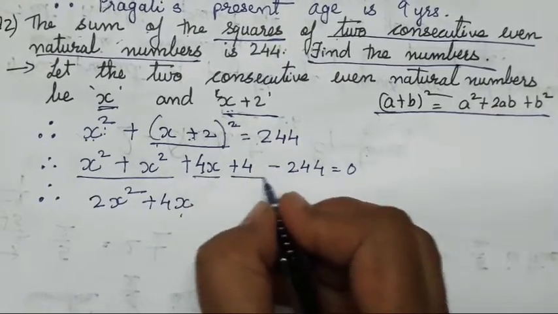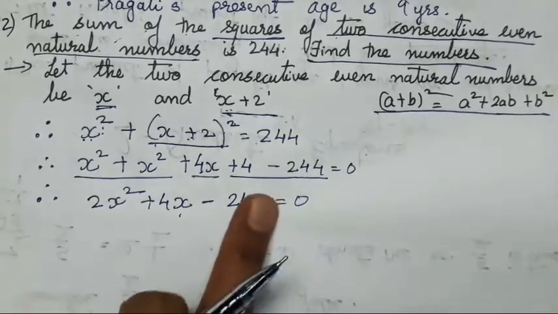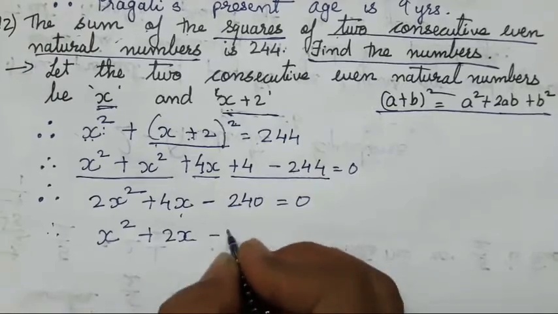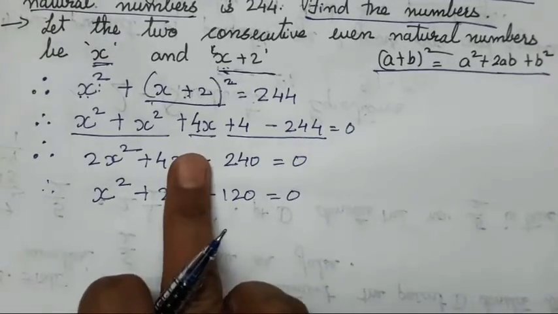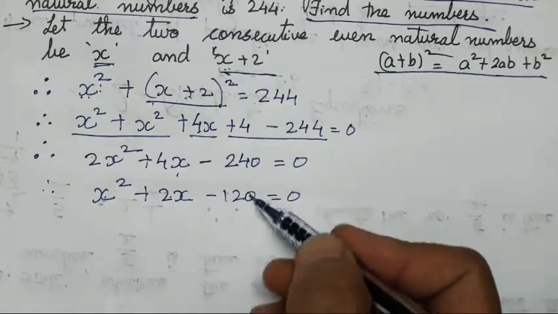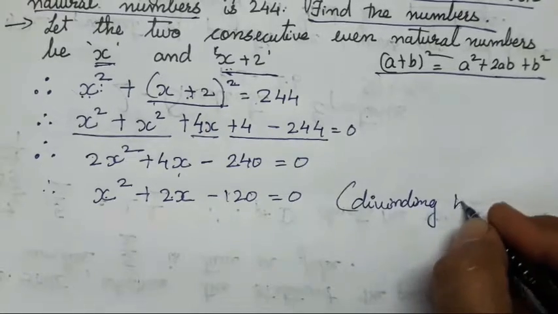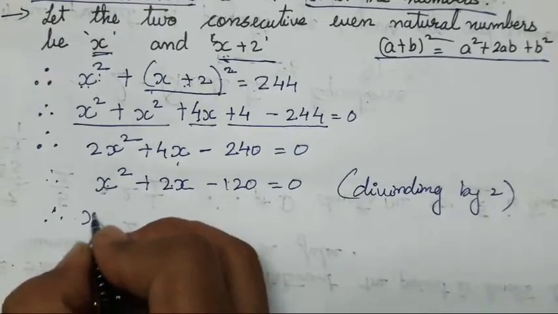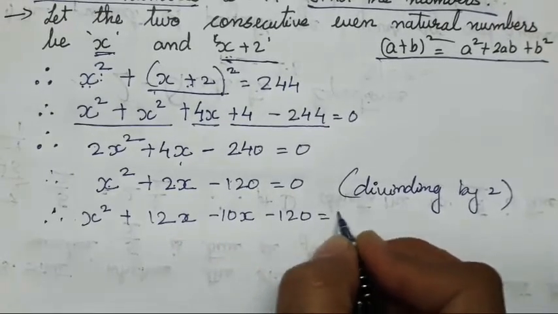So this is as it was. Then we have to plus and minus minus. So minus 240 is equal to 0. Got it? Therefore 2x square plus 2x minus 240 is equal to 0. What I have done is, I have divided this equation by the table of 2. 2 1s are 2, 2 2s are 4, and 2 1s are 2, 2 2s are 4, and 0 as it is. So here you all have to write dividing by 2. Got it? So after doing this, x square plus 12x minus 10x minus 120 is equal to 0.